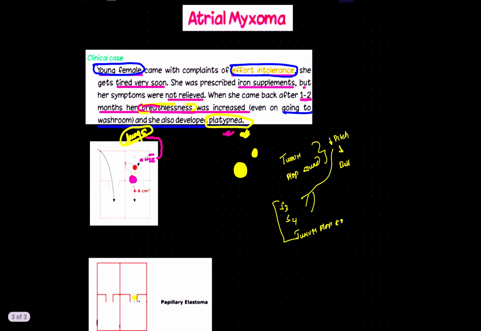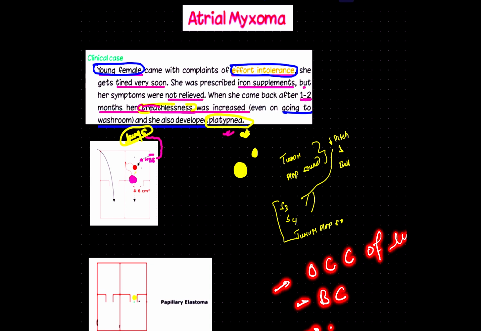At the end of the lecture, I would like to mention some important facts. What is the most common tumor of the heart? That is metastasis, and metastasis mainly from oat cell carcinoma of the lungs, right? It can also be metastasis from breast carcinoma. It can also be from malignant melanoma.